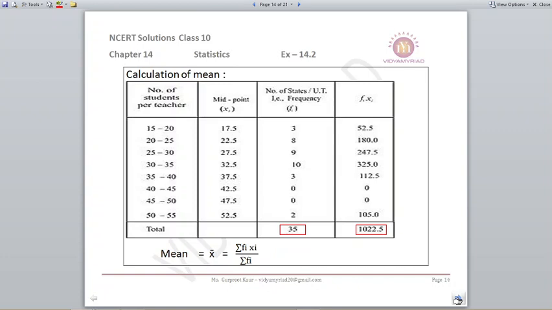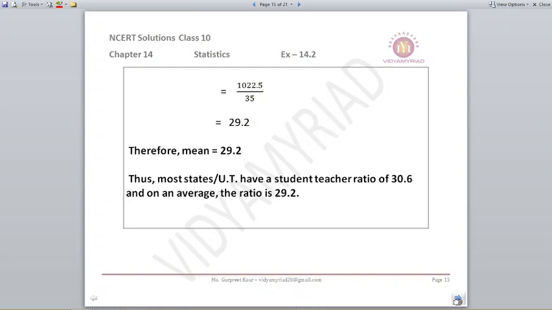Now we have to find out this answer with the help of the mean also. So for the mean, we will be finding out xi. Xi comes out to be 15 plus 20 divided by 2. Using that, we have found out the xi, and we are going to use the formula of sigma fi xi upon sigma fi. On using this, sigma fi xi comes out to be 1022.5 and sigma fi comes out to be 35. Just divide, then it comes out to be 29.2. So thus most states have a student-teacher ratio of 30.6, on an average the ratio is 29.2.